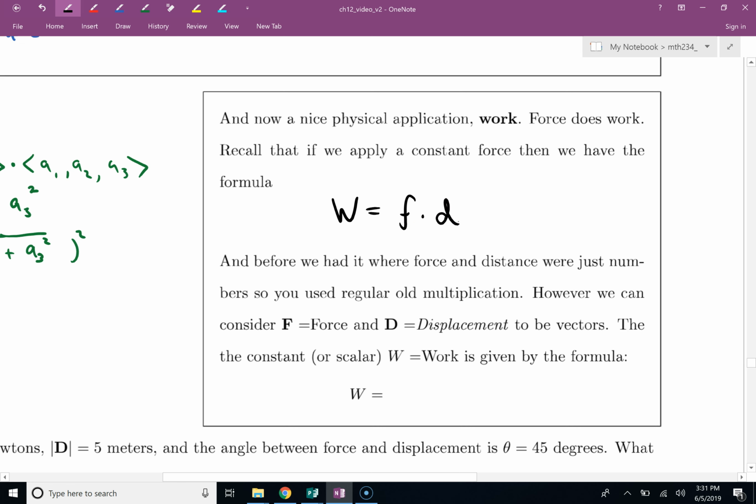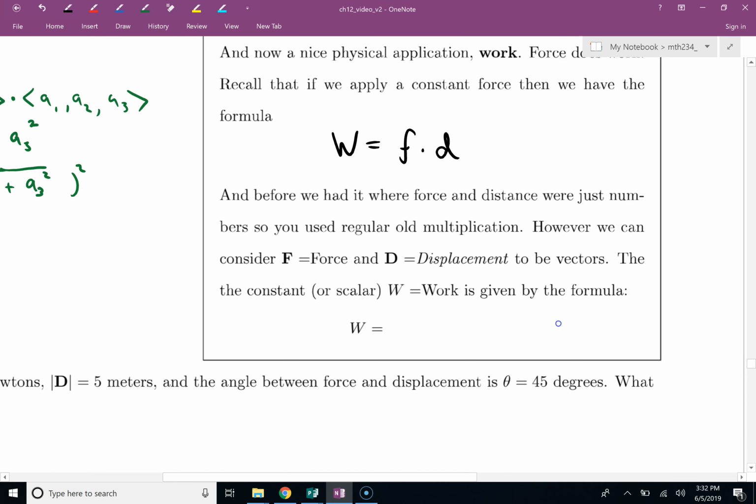But this is where force and distance are just numbers, so you used regular old multiplication. They also had to be in the same direction as each other. However, if you have a force vector, so not only a number but also a direction associated with it, and a displacement vector, how much did this object actually move, then the claim is you can recover a nice work formula: the force vector dot the displacement vector. So this is a nice upgrade for work.